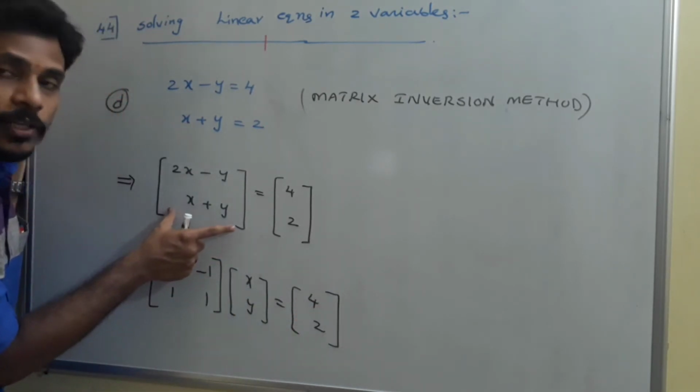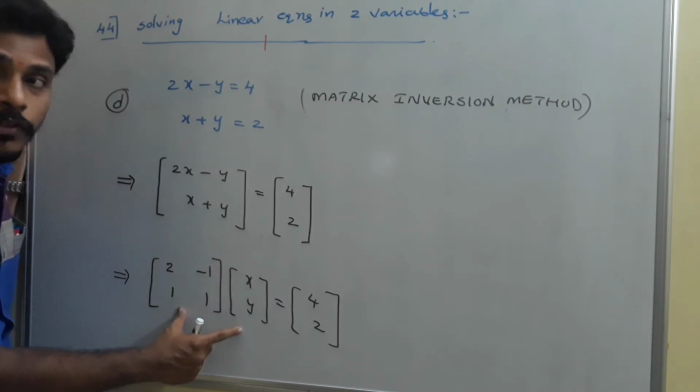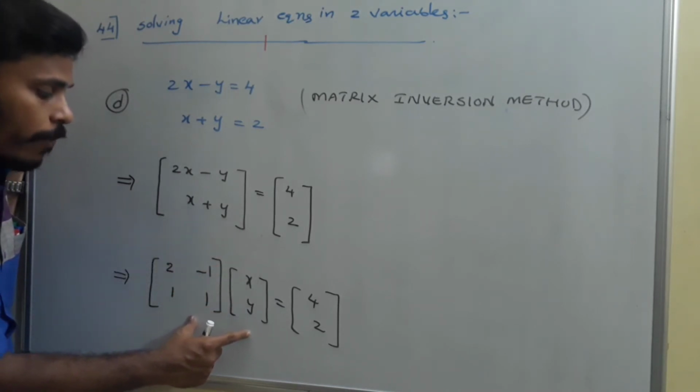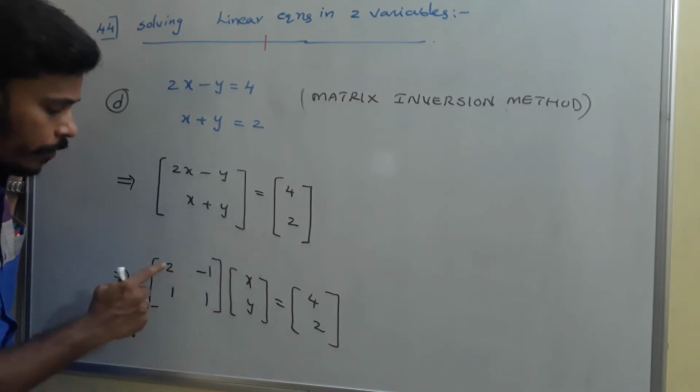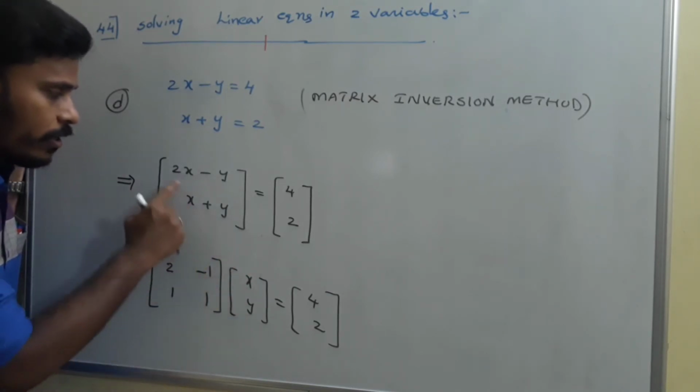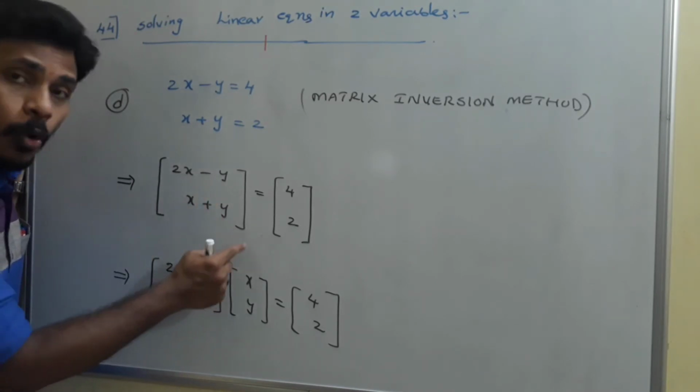See, this 2x minus y and x plus y is simply nothing but the product of these two. We know the multiplication of matrices, right? See, how can we multiply? First row along with the column. So 2 into x minus y is this element, as well as the second row with the column.